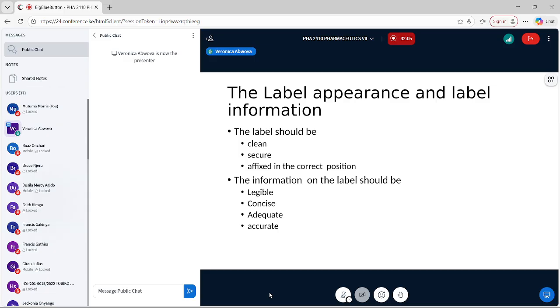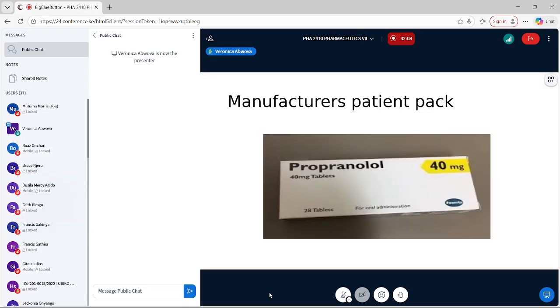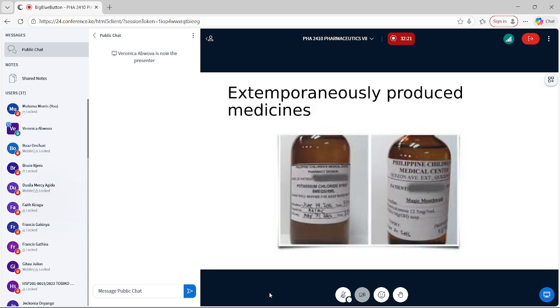Information on the label should be legible, concise, adequate, and accurate. Of course, this is what we were looking at, the manufacturer's patient pack, and we have said, even though it has come from the industry package, ensure that you append a label to everything that is leaving your pharmacy. This already we looked at.